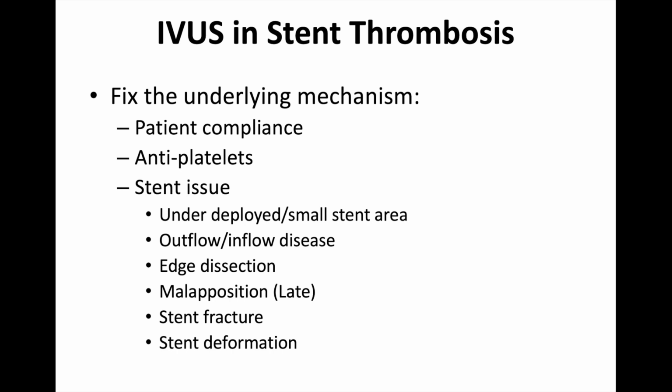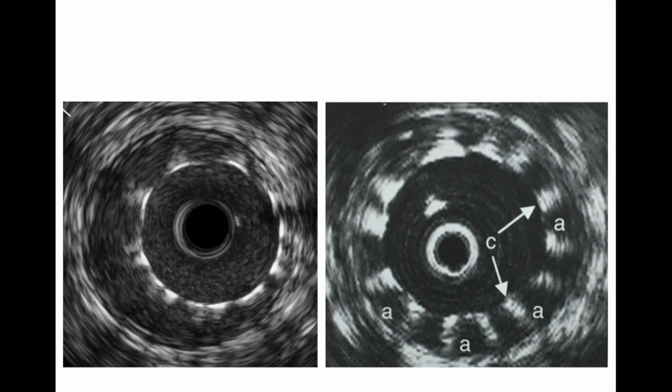So, in stent failures, stent thrombosis is one of the indications that should be seen by an IVUS if possible. The benefit would be that you can look at whether there is any stent issue responsible for stent thrombosis, or whether there is actually no stent issue, in which case there must be either a patient compliance issue or resistance to antiplatelets. In stent issues, you can look for under deployed stents, malapposed stents, inflow, outflow issues, edge dissections, stent fractures, stent deformation.